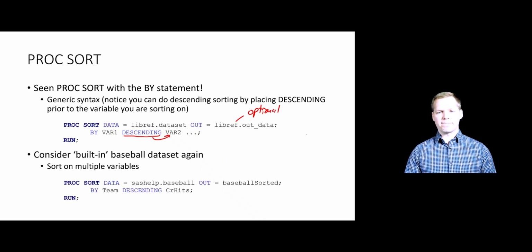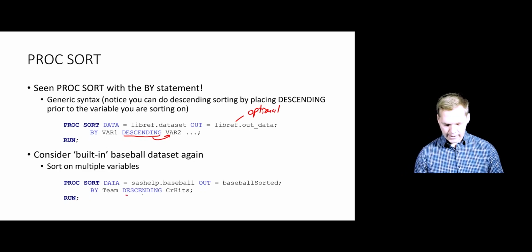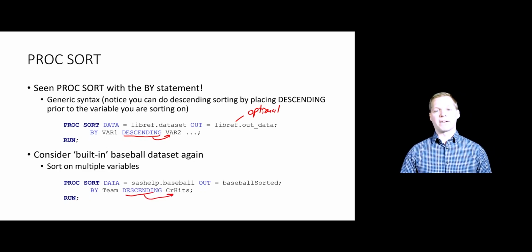Let's look at a quick example of that. Here we're going to use the built-in SAS help.baseball dataset. As this is a SAS help dataset, we do not have write access to SAS help, that particular library. And so what we need to do is specify an output data set, otherwise we're going to get an error. So we'll just create a throwaway data set in our work library called baseball sorted. We're going to sort by team, and then within teams, descending on career hits. So again, this descending gets associated with the variable that comes after it.